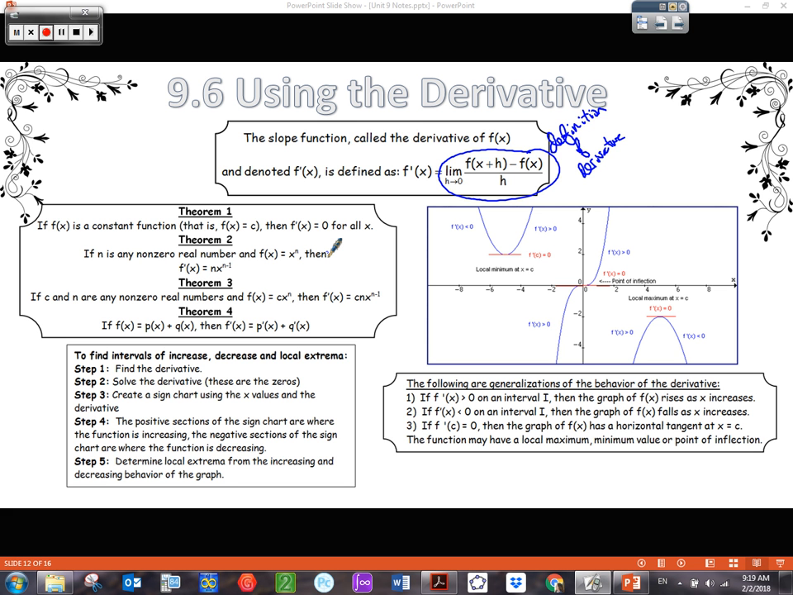It basically says if f of x is a constant, in other words, say it's 2, then the derivative of that is 0. So what this is saying is that the derivative of every constant is 0. So the derivative of a million is 0. The derivative of -2 is 0. All constants, the derivative is 0. So that's what this first theorem is telling us.